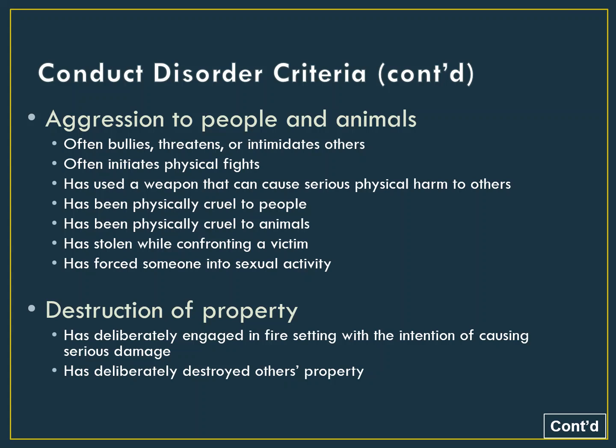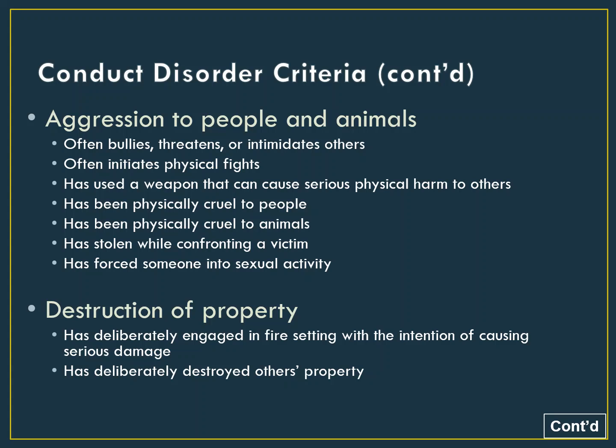In our first category of symptoms, aggression to people and animals, we have 7 possible symptoms. The child may often bully, threaten, or intimidate others. They may also start fights with others, specifically physical fights, and they may have used a weapon that could cause serious physical harm to others, such as a knife or a gun. There may be evidence that the child has been physically cruel to other people as well as animals.